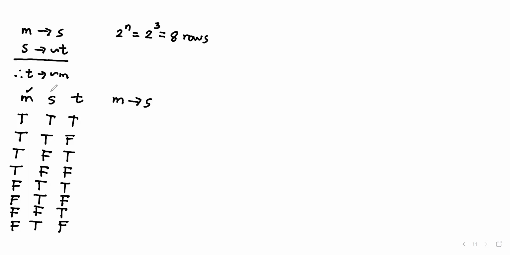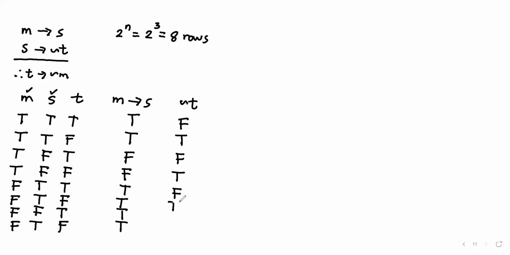Okay, so let's find M implies S. True implies true, that is true. True implies true, that's true. True implies false, that's false. True implies false, that is false. False implies true, that is true. False implies true, that is true. False implies false, that is true. False implies true, that is true. Next, let's have not D. I'm going to begin with this column. Not true, so we have false, true, false, true, false, true, false, true. So this will be first.